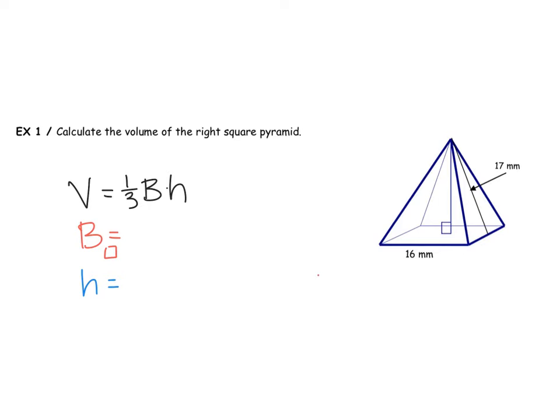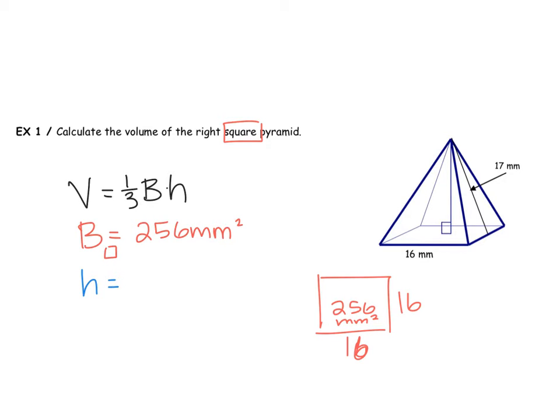So for my base, I'm just going to pop out that square. Since we know that it is a square pyramid, I know that my base is a square. So 16 by 16 gives me 256 square millimeters. In this problem, we need to find the height, h, but we are not given the height. We are only given the slant height of 17.